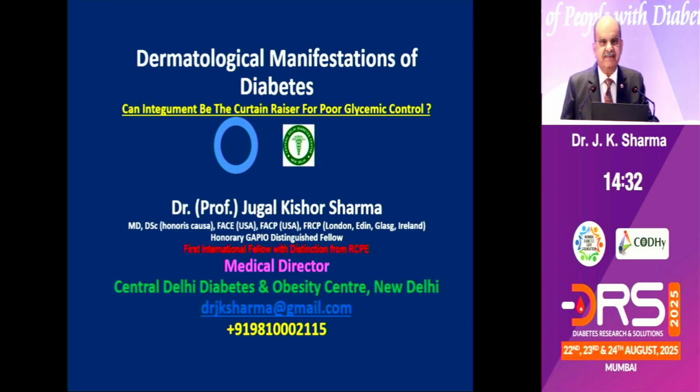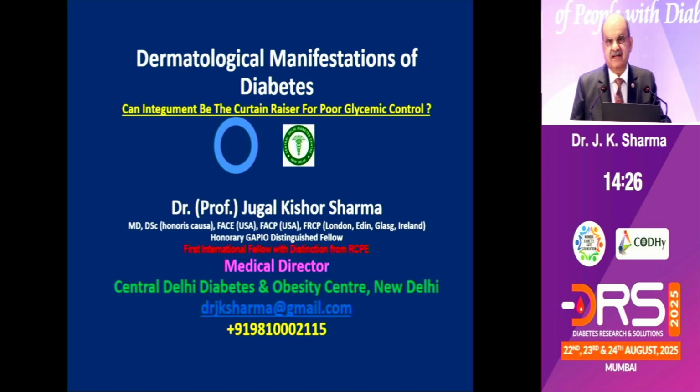When a diabetic patient comes to us, the dictum is that we must examine the patient thoroughly. Then only we can pick up these things. Or we ask the patient some leading questions also, so that we come to know what exactly the patient is suffering from in relation to the dermatological. So, can the integument be the curtain raiser for poor glycemic control?